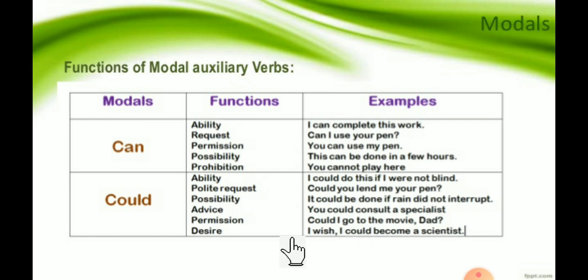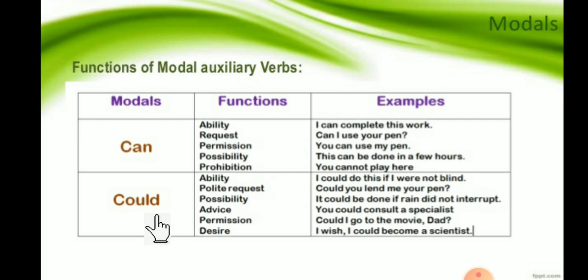So there is a wish. For desire also, you can use this could modal. Got it? Next modals. Yes.